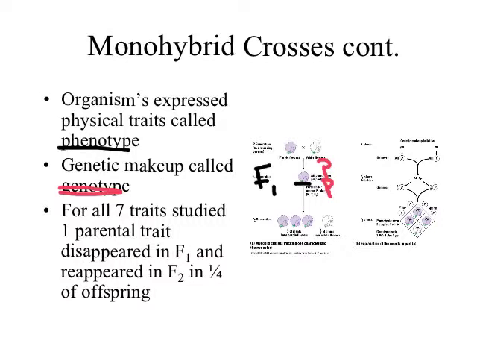So for all the 7 traits that we can study in pea plants, it looked to Mendel like one parental trait disappeared, whether it was the white flowers or the green seeds or whatever. It seemed to disappear in the F1 generation, but then reappear in the F2 generation, because remember, those alleles are still there. They're passed on generation to generation. It'll just depend on how they are expressed.